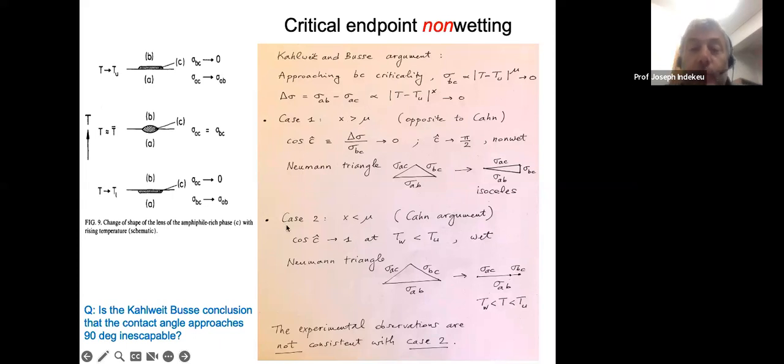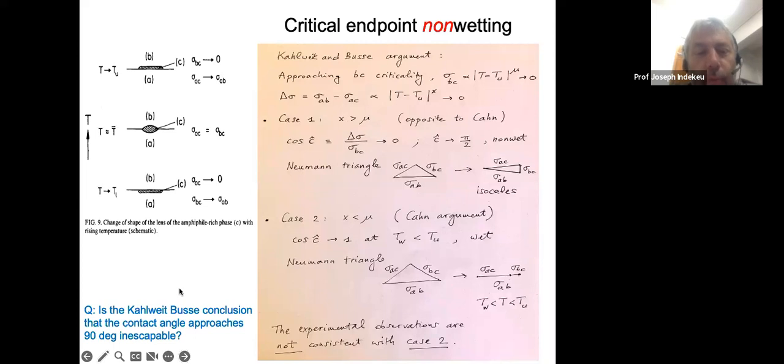They're not consistent with the Kahn argument because they do not find wetting in the particular system under consideration, neither near the upper consolute point, upper critical endpoint, nor near the lower critical endpoint. Now, question for you in the audience online, everybody's now listening with utmost concentration.